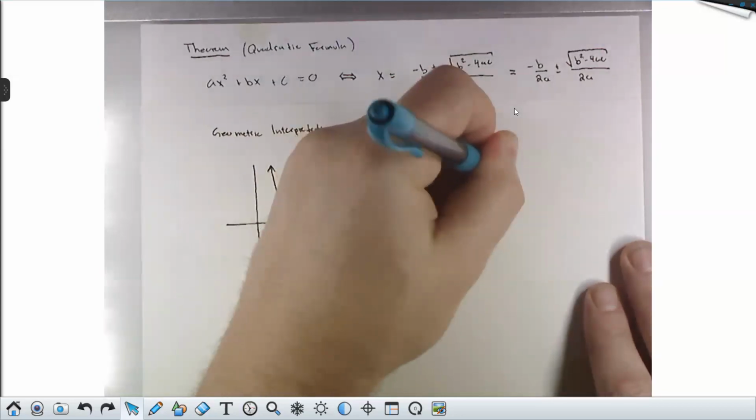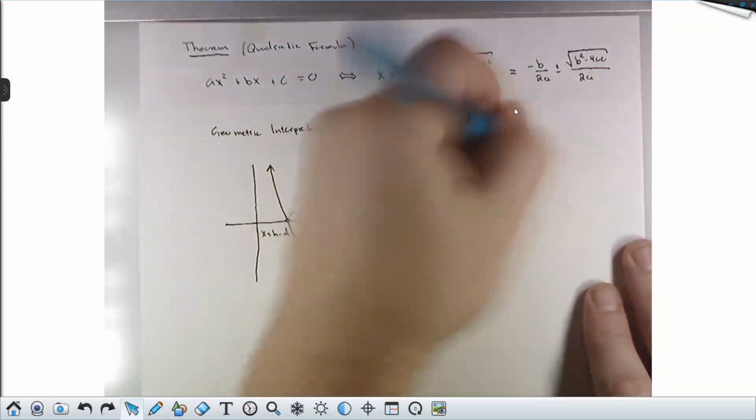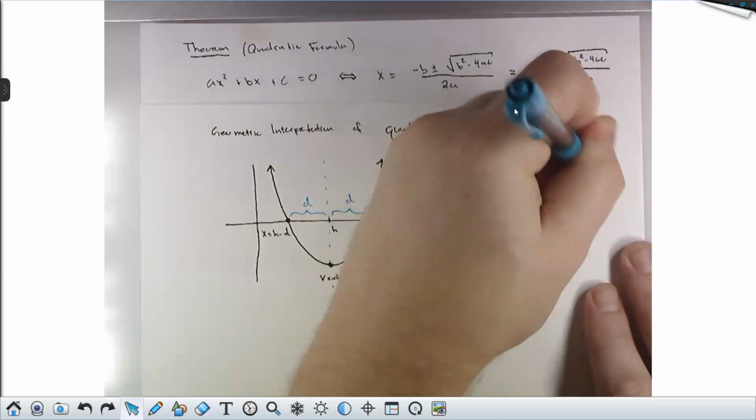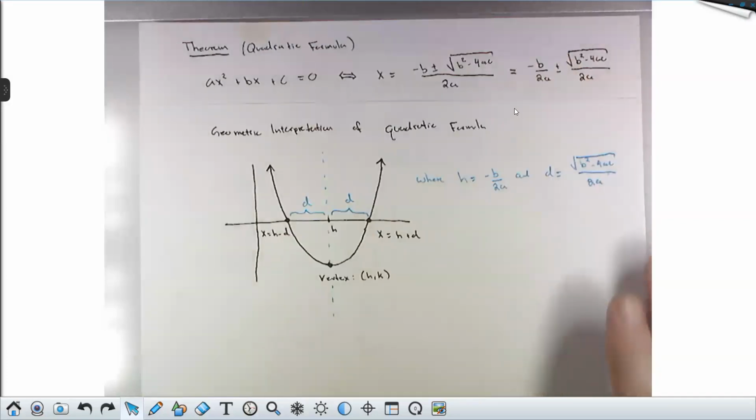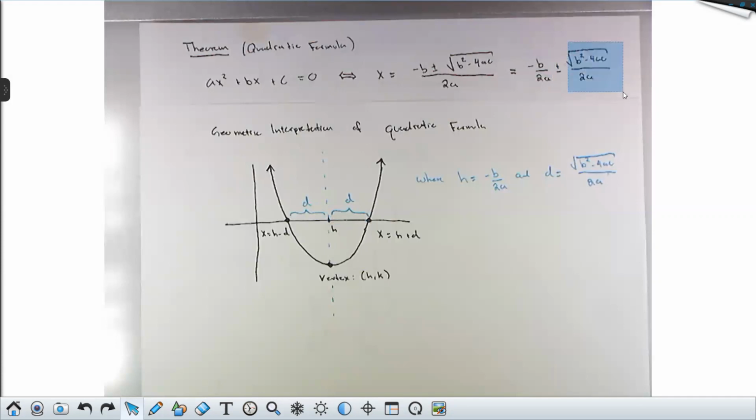H is negative b over 2a, and d is the square root of b squared minus 4ac all over 2a. Right? Here's h in the quadratic formula, and here's d in the quadratic formula. So the quadratic formula says start at the x value of your vertex. Start right here. And then the plus says walk to the right this far, or the minus says walk to the left that same distance. So this piece of the quadratic formula tells you how far the roots are from h.